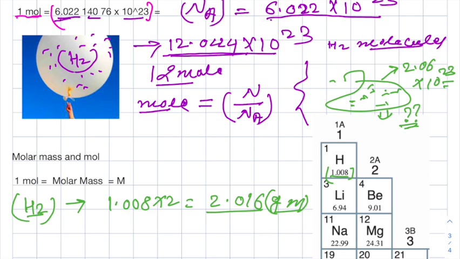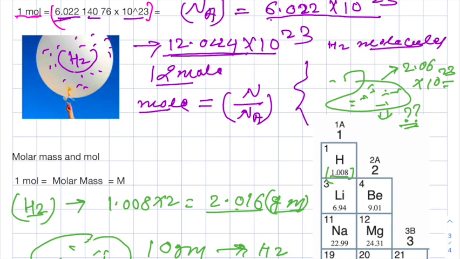In 1 mole we have around 2 grams of hydrogen. So 1 mole is 2 grams. If you have a big bucket with 10 grams of hydrogen, how many moles are here? Of course, this is 5 moles.